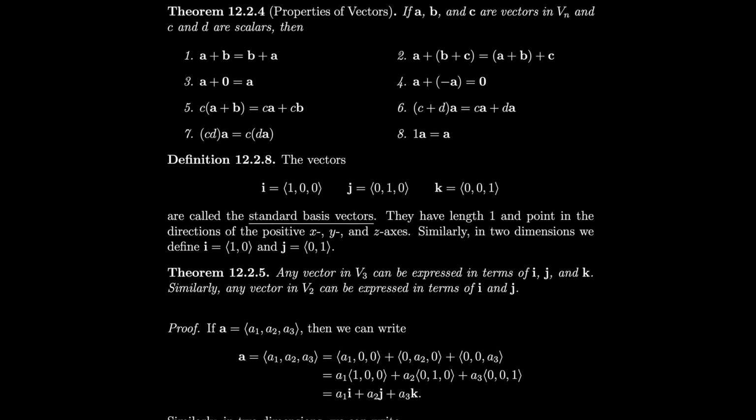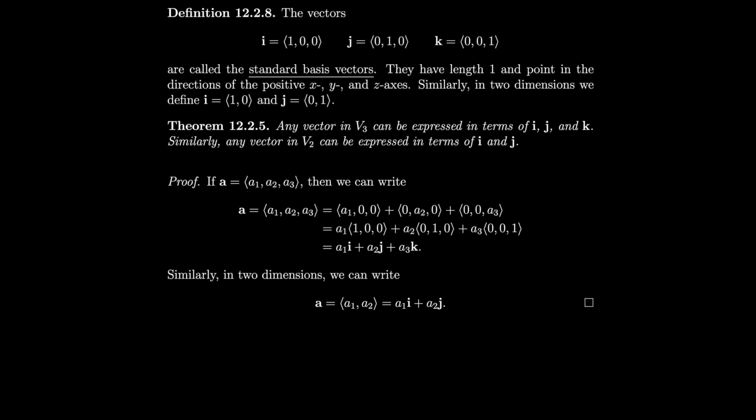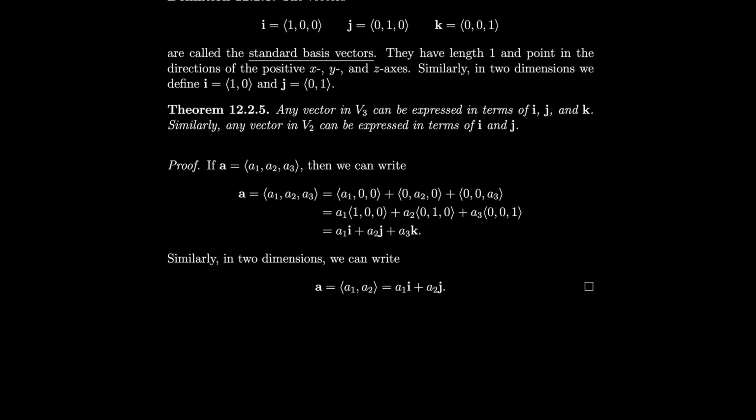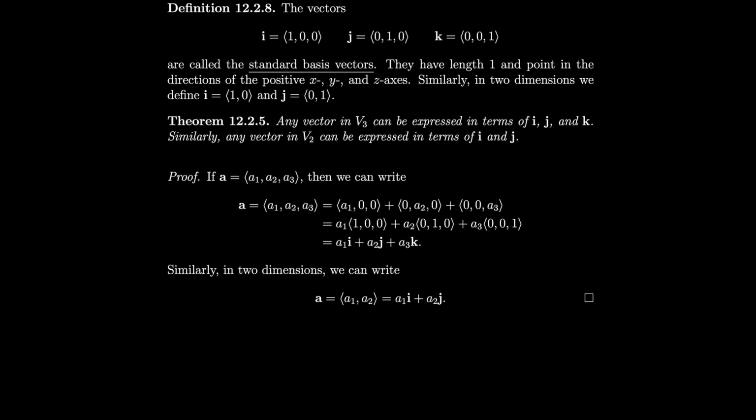And it turns out that any vector in V3 can be expressed in terms of i, j, and k. I actually call them standard basis vectors, but it's okay. Any vector in V2 can also be expressed in terms of i and j. And proving this is pretty easy. We just write a vector as a1, a2, a3. And that means that we can decompose that into a1, 0, 0 plus 0, a2, 0 plus 0, 0, a3, just using vector addition, which means that we can undo scalar multiplication by pulling out each of those scalars. And then there we go. That's a1 times i plus a2 times j plus a3 times k. So it just gives us an alternative notation.